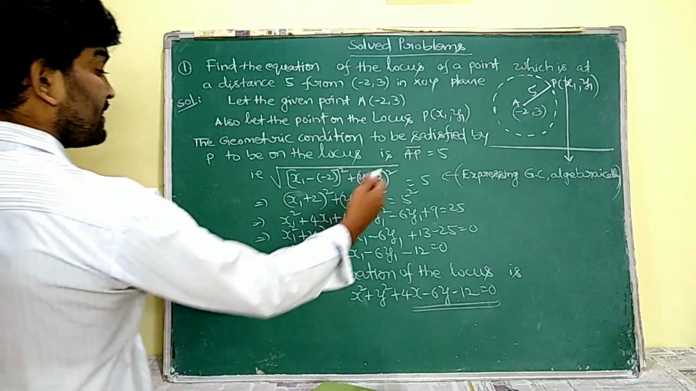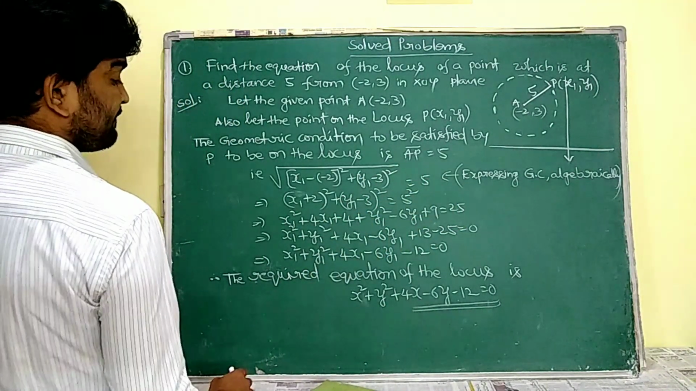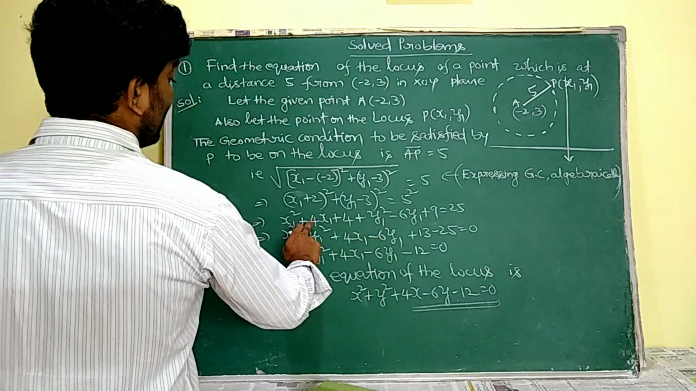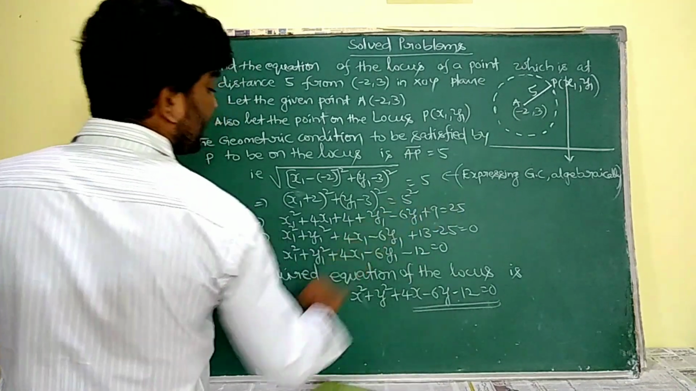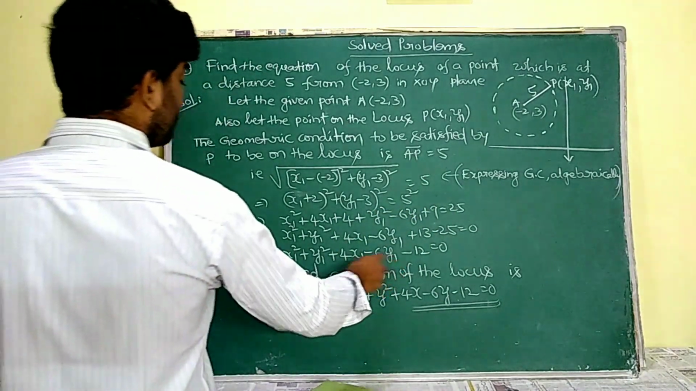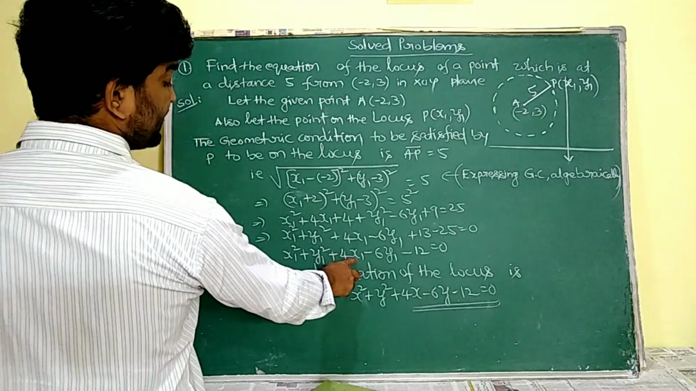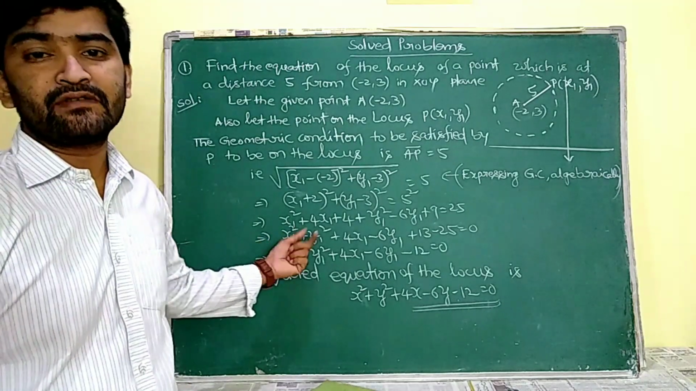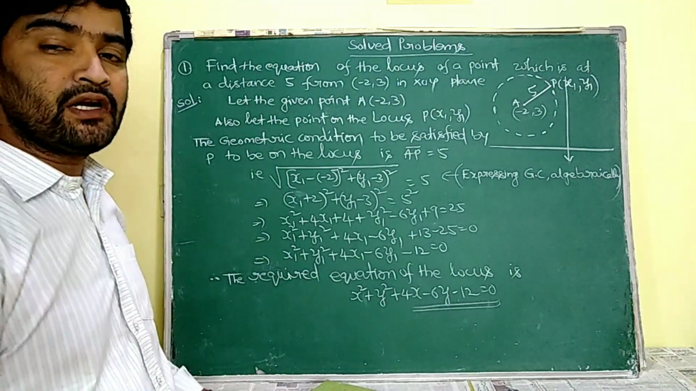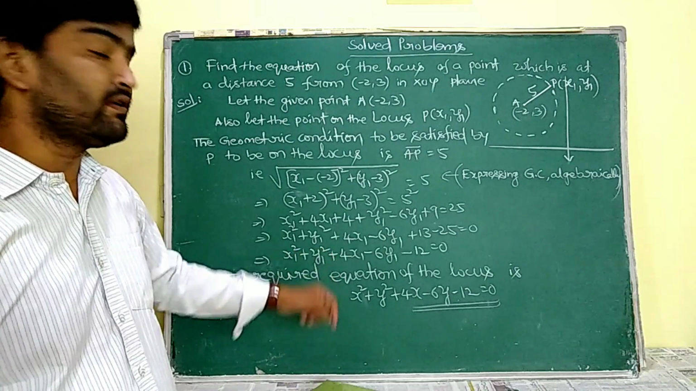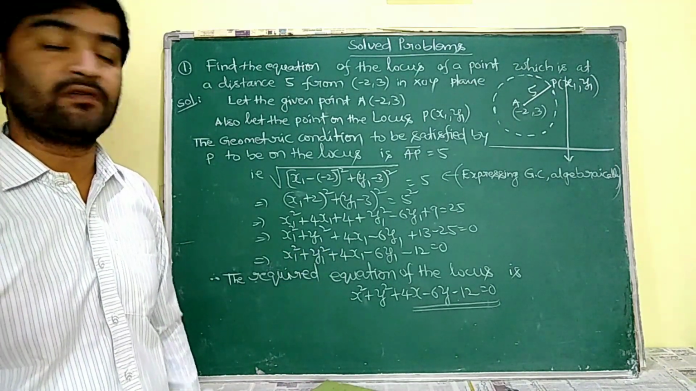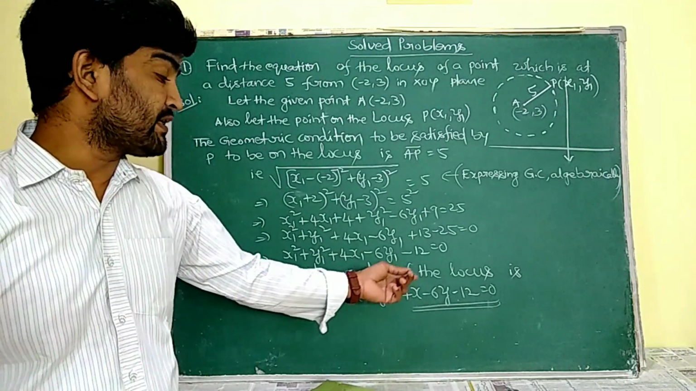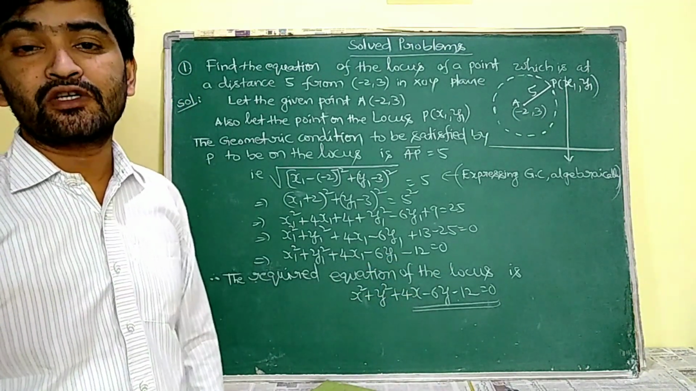Now bring that 25 to the left hand side. Then x1 square plus y1 square plus 4x1 minus 6y1, and this 4 plus 9 is 13, minus 25. Therefore x1 square plus y1 square plus 4x1 minus 6y1 minus 12 is equal to 0. This is the required equation of the locus. While expressing it, we have to remove x1, y1 and replace it with x, y. Therefore the required equation of the locus is x square plus y square plus 4x minus 6y minus 12 is equal to 0.